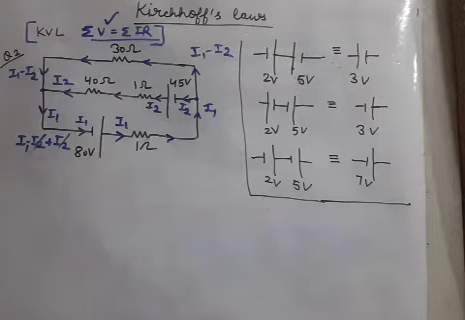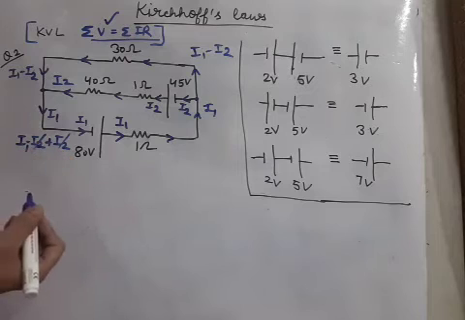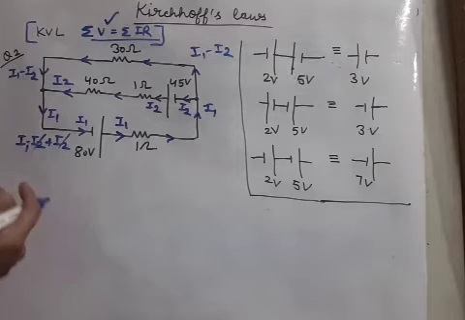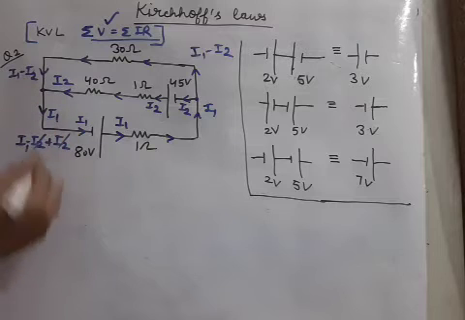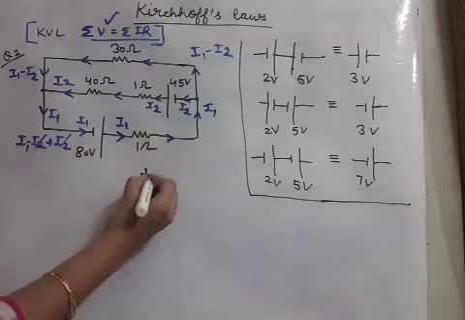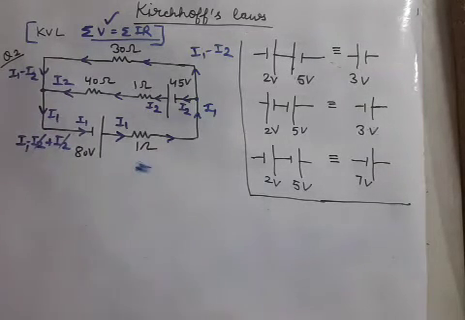Now let us make the KVL equation. For making the KVL equation, we have to see how many unknowns are there. So suppose, in this question there are two unknowns. The two unknowns are I1 and I2.